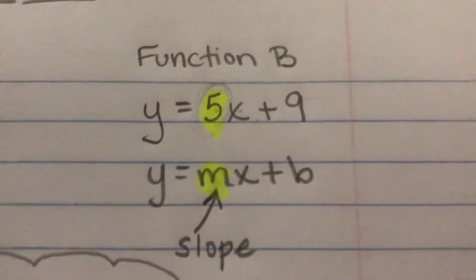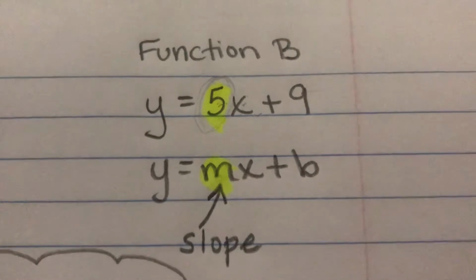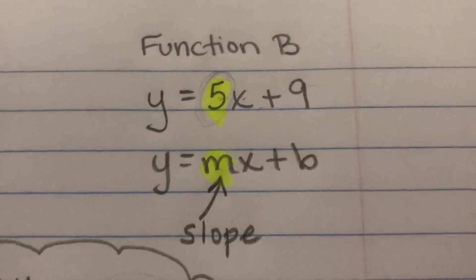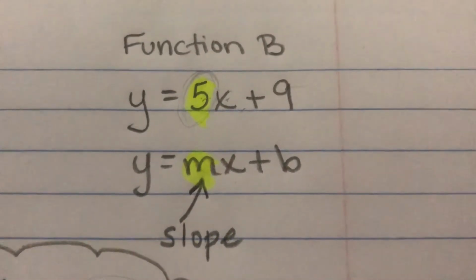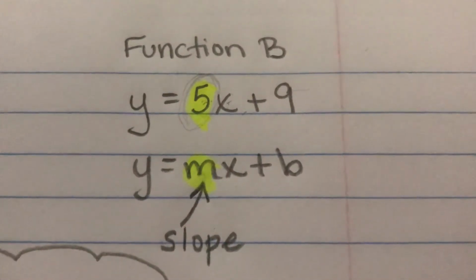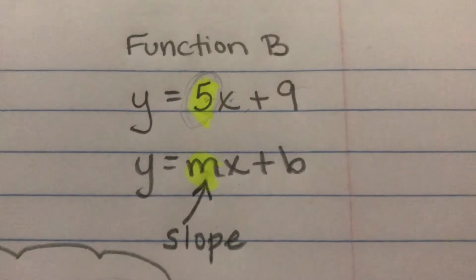And for function B, we said that my slope was 5. So for this problem, then I'd have to pick and choose the right statement. So I would say that function B has a greater slope than function A.